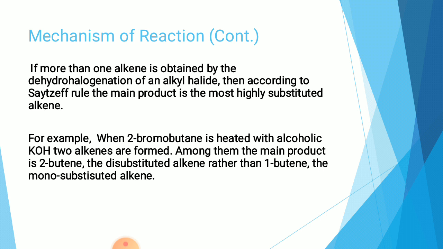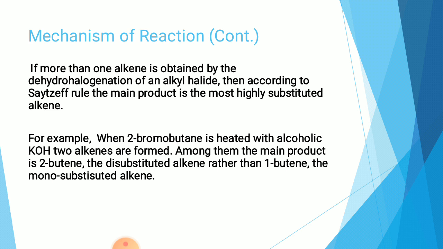There is another case. Suppose more than one alkene is obtained by the dehydrohalogenation of alkyl halide, then according to Saytzeff rule, which we have already discussed, the main product is the most highly substituted alkene. Dehydrohalogenation means removal of hydrogen as well as halogen group. For example, when 2-bromobutane is heated with alcoholic KOH, potassium hydroxide, two alkenes are formed.